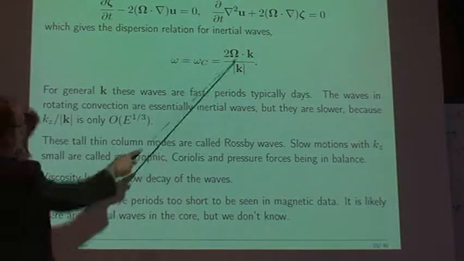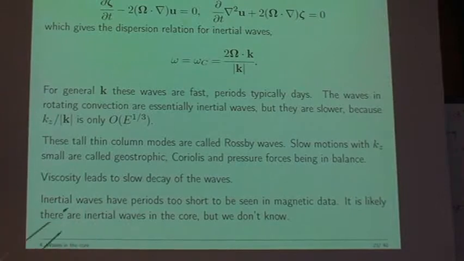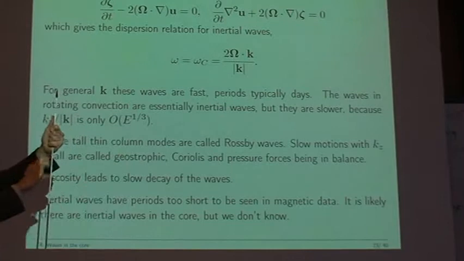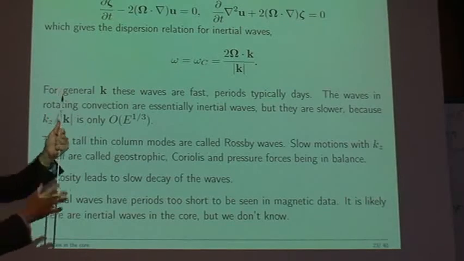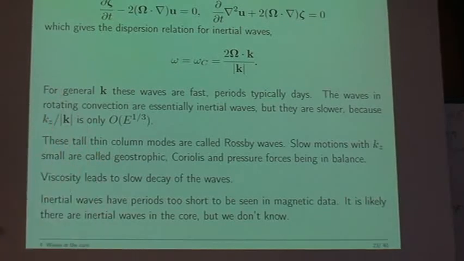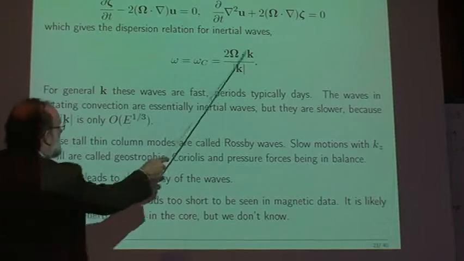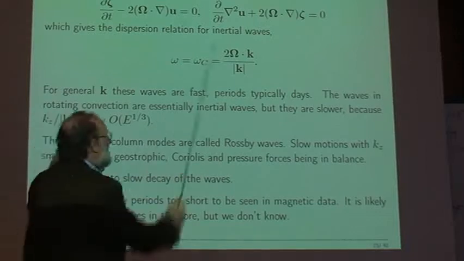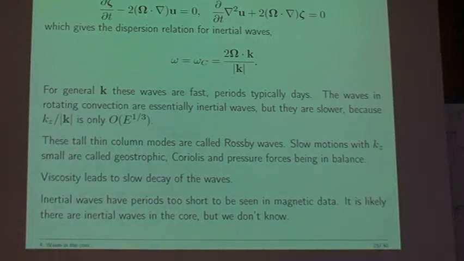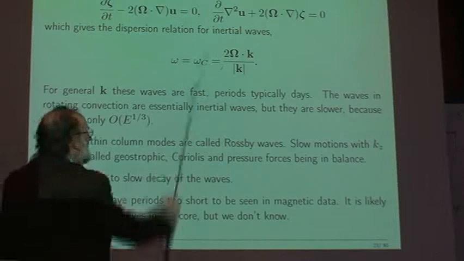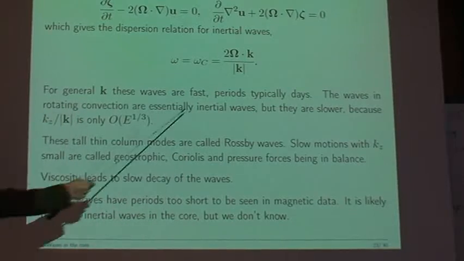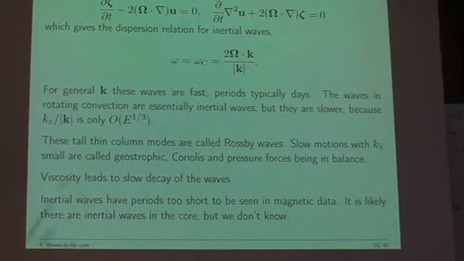The main properties of this can be deduced straight off, because clearly, if you have a motion with a large kz, that is stretching the vortex lines a lot, so you get a high frequency. If you have a kz which is small, i.e. not much dependence in the z direction, then the waves are comparatively slow. And that's why the thermal Rossby waves are considerably slower than the rotation rate. Okay, so those are inertial waves, typically fast, with periods typically of days.